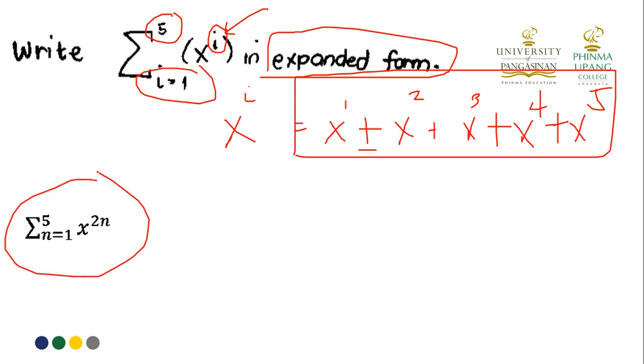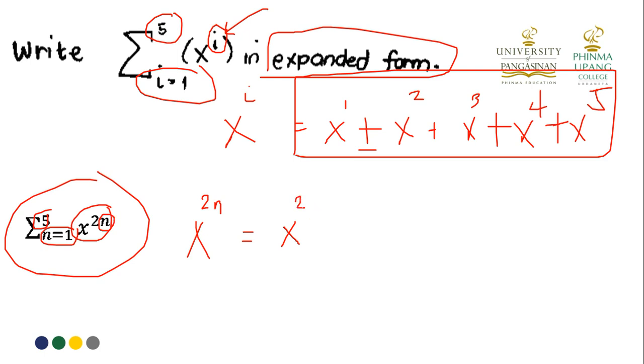Now, let's move on to the next example. The index here is 1, and the ending point is 5. Using this equation, we're going to substitute now the values of our terms from 1 to 5. So, x raised to 2n, then this is x again, because our index is n. So, yung n lang po yung papalitan natin. So, walang pakialam si x.